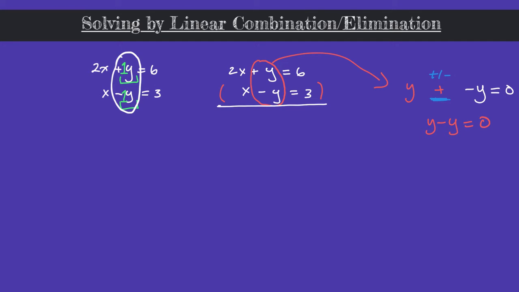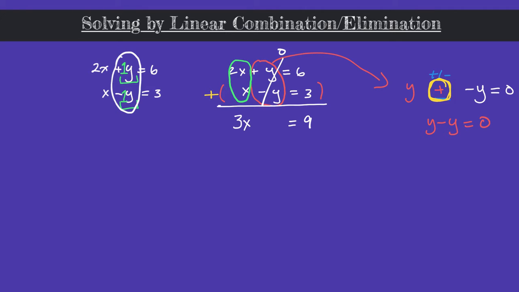So what that tells me then is I need to add the entire bottom equation to the top equation so that I can get rid of that y variable. So I'm going to add. So here we go. 2x, and remember we have to add like terms. So 2x plus x is 3x. Positive y plus a negative y is going to be 0. And that is equal to 6 plus 3, which is 9.